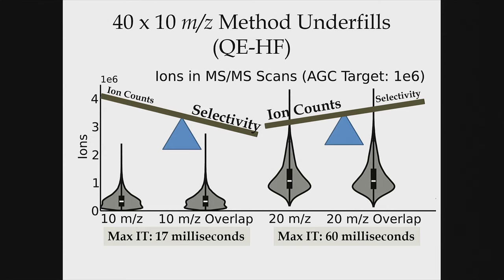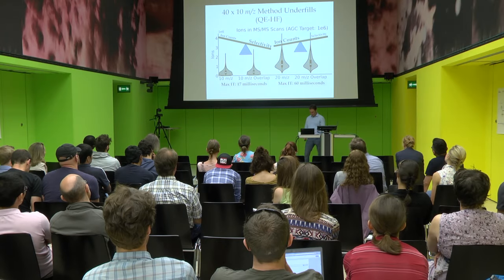If your sample is very complex, you might really need that selectivity to resolve out chemical noise. But what I found, again, is that this 20 mass-to-charge works better because we have enough time now, with 60 milliseconds, to actually fill the Orbitrap. So we're hitting our 1e6 AGC target. So we're getting greater ion counts at the expense of selectivity. And I found that in most cases, the ion counts are very important. Any questions there? Okay.